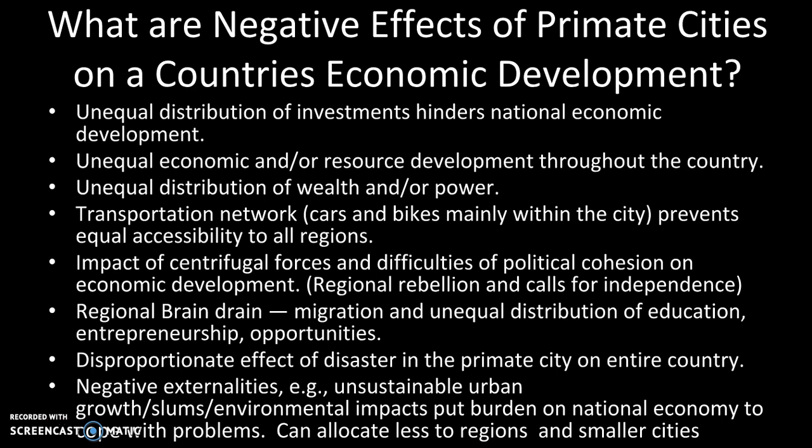You see this in a country like Brazil, where you have Rio and Sao Paulo, and then you have a lot of other smaller cities. So most of the resources and the government funds and businesses and consumers, they all kind of cluster in those two larger cities. And then the other regions, it's much harder for them to develop. So this creates this unequal distribution at the subnational level, which is when you see the term subnational, that means regional within the country. Transportation networks like cars and bikes are mainly within the city, and that prevents equal accessibility to all regions because, again, it tends to be clustered and centralized in that primate city.